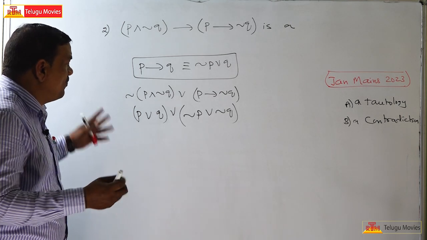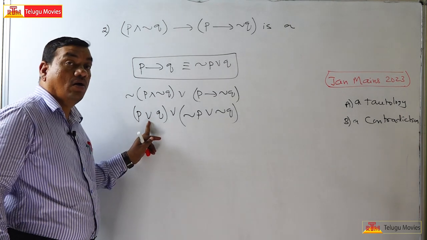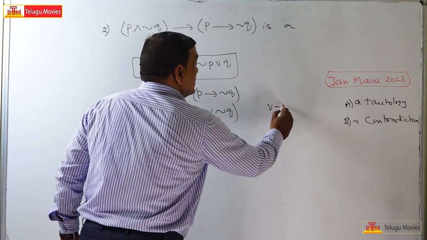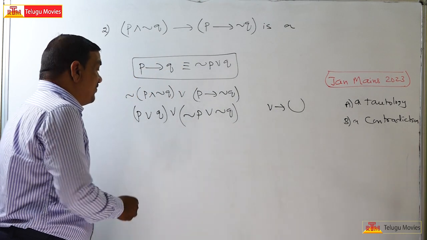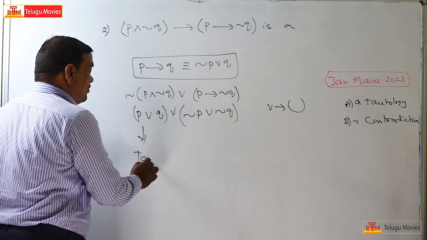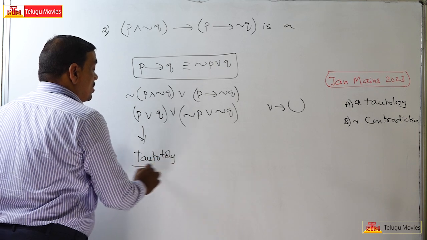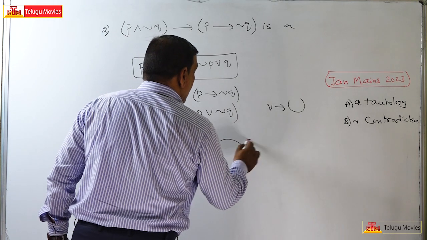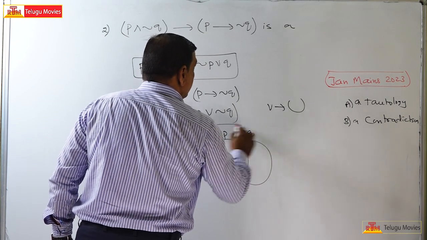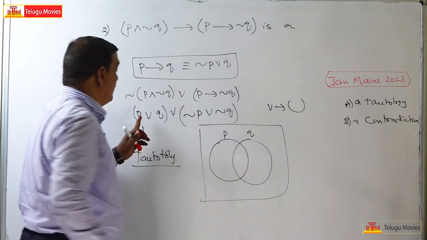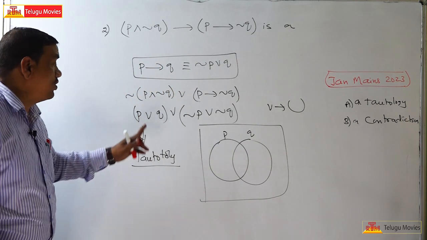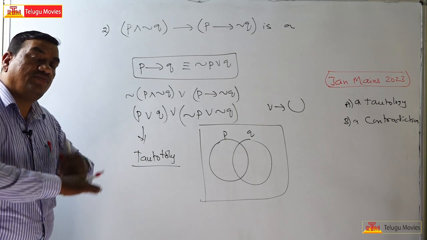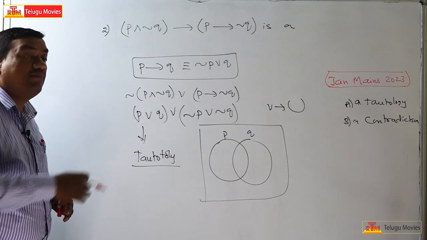So if you observe here, what is the connectivity you have? OR means union. OR is nothing but union. That means definitely without hesitation you can say it is a tautology. So you can draw the Venn diagram, P, Q. Without the diagram also, OR is there, you can declare that. So the only connectivity is OR. Therefore the total diagram will be shaded.